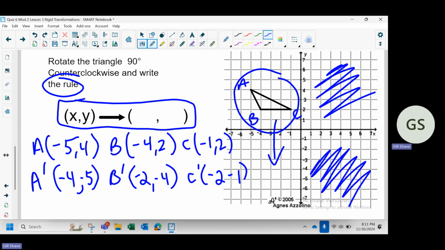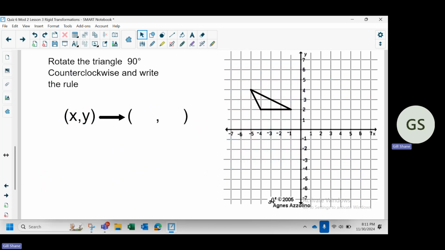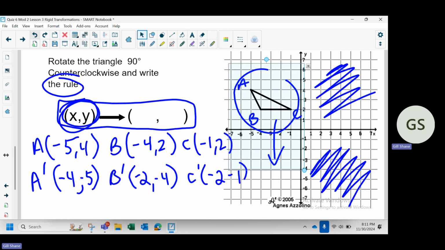you're getting the signs wrong on the starting values. The starting values are always X and Y. We always start with a positive X, positive Y. It doesn't matter where the image starts. It doesn't matter that the original image up here starts with a negative X and a positive Y.